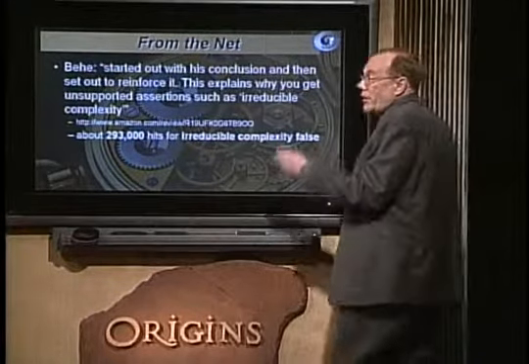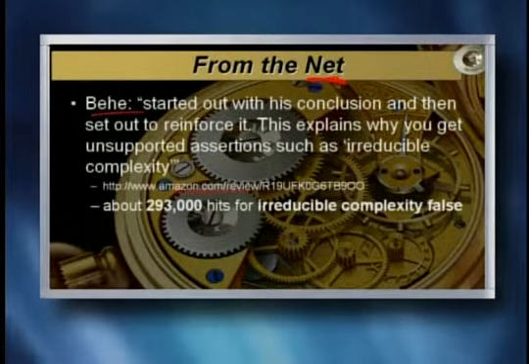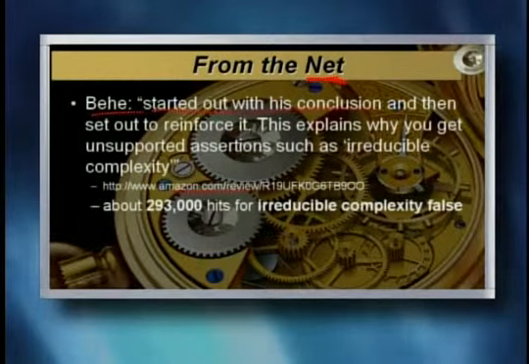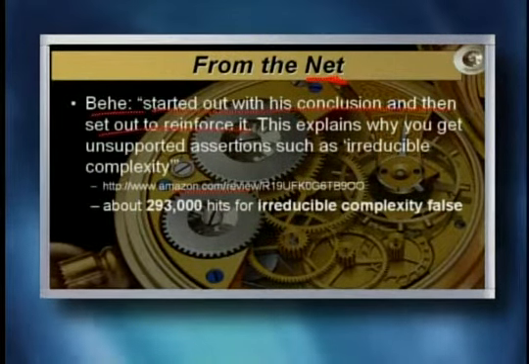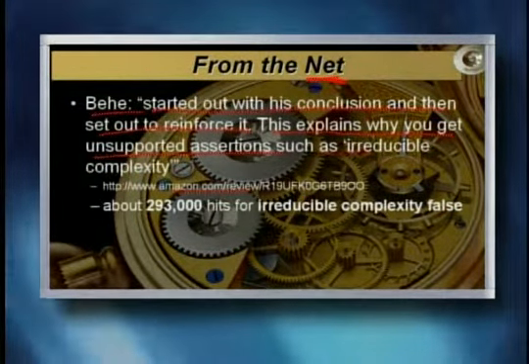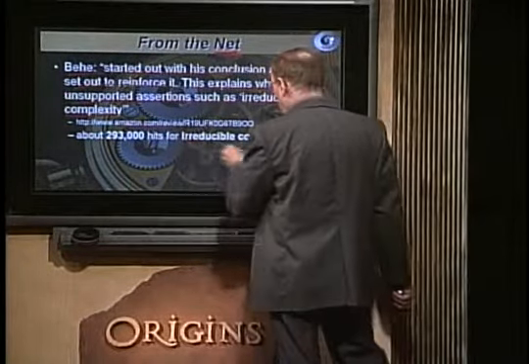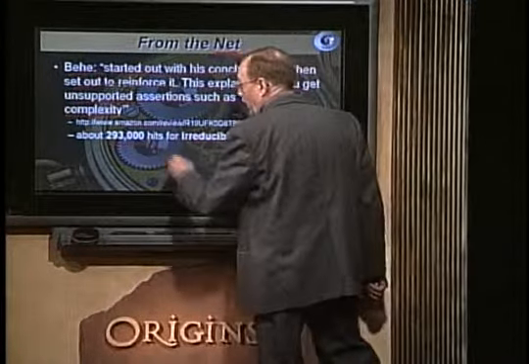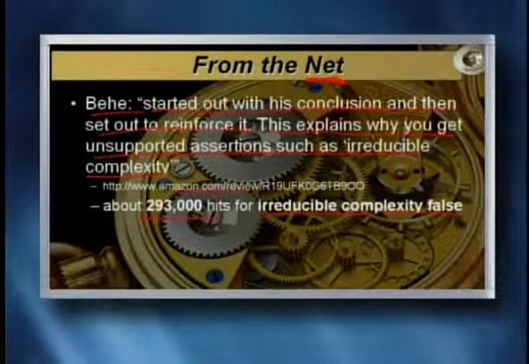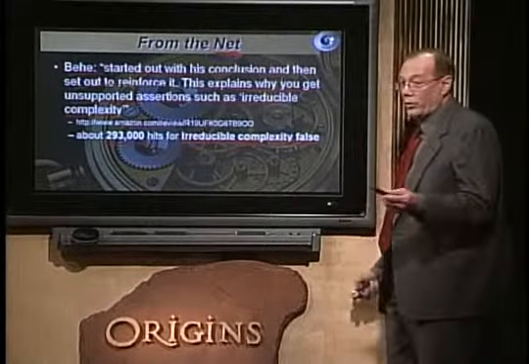It's an idea that's been around for a long time. It was central to chemistry, the development of chemistry, and so on. And this has now gotten in the media from the net. There's a quote from Amazon, a review of a book: Behe, quote, started out with his conclusion and then set out to reinforce it. Okay, well, that may be true. This explains why you get unsupported assertions such as irreducible complexity. And when I plug this in, by the way, "irreducible complexity is false," I got 293,000 hits. So there are 293,000 hits which claim that irreducible complexity is false, and of course that's ludicrous.